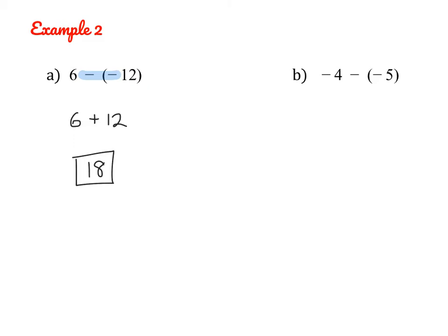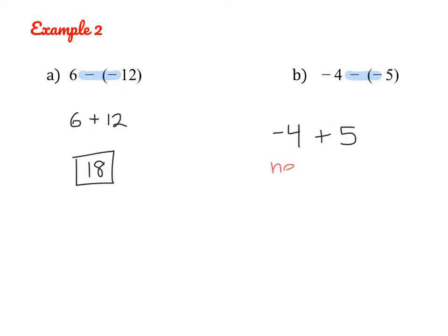Now for part B, you have to be a little bit careful. Only these 2 signs are affected. This one is by itself, not touching anything, so that 4 is going to keep the negative. But the 2 that I've highlighted are going to become a single plus. So subtracting a negative is just adding. So this 5 is actually a positive number.